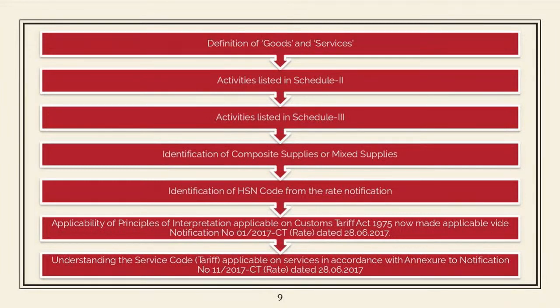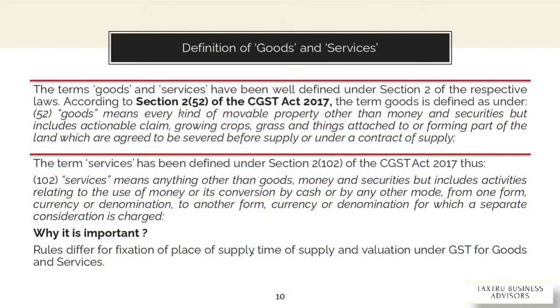Then we'll have to understand this service code as well, because as I said, in that particular rate notification, the rates applicable on goods and services are bifurcated differently. So how to see those? Let's start with the definition of goods and services. Why is it important? Because if you don't know whether a supply is a supply of goods or services, you can't go further.